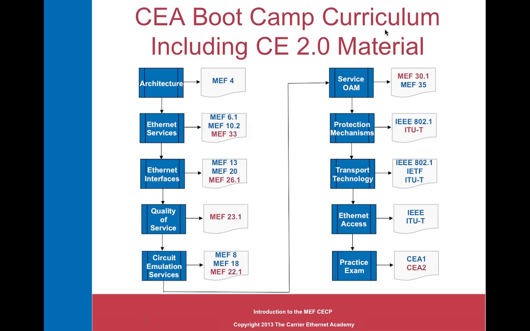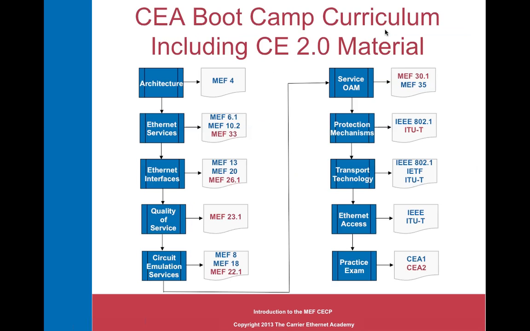So as you can see here in our curriculum, we start by talking about the architecture. You have a little overview here on the past slides with the ENNI, the UNI, the OVC, EVC. So this is really the basic architecture. Then the Ethernet services. MEF 6.1 are all the UNI-to-UNI services, and MEF 33 is one of the specs that is really part of CE 2.0. It talks about the e-access services. The OVC services, all the attributes of them were previously defined, but now they are really packaged into real services and they're called e-access services.